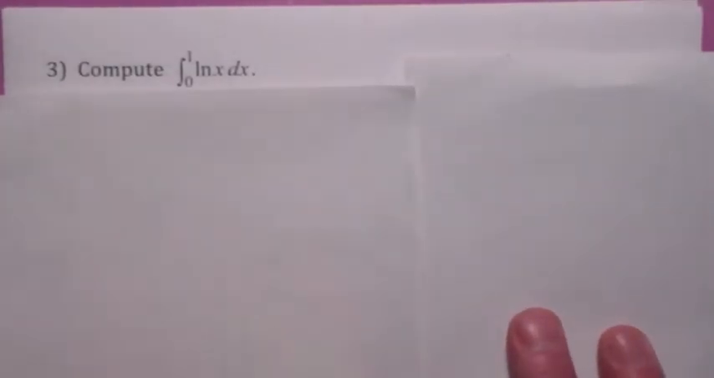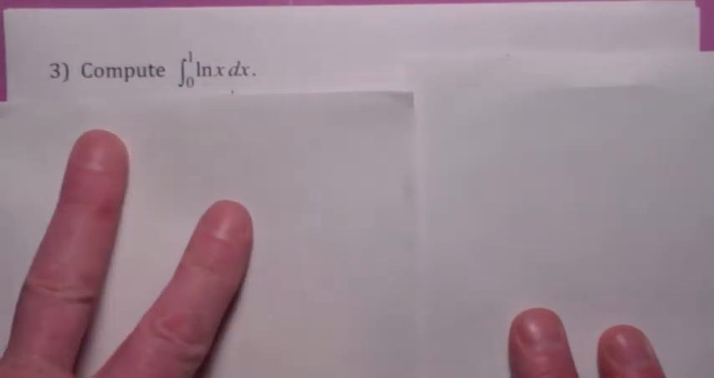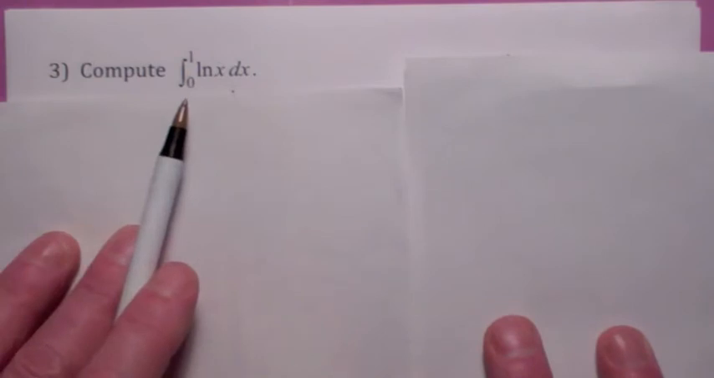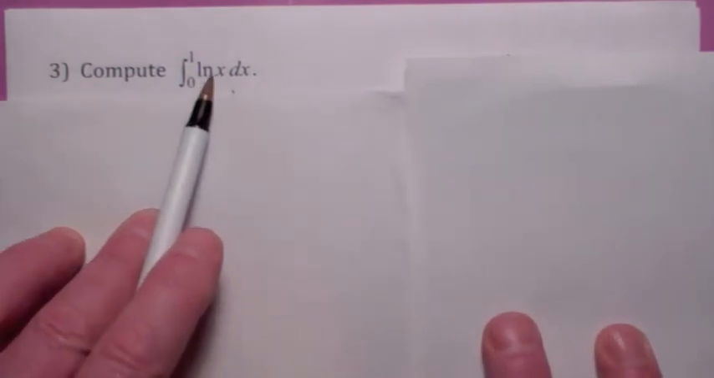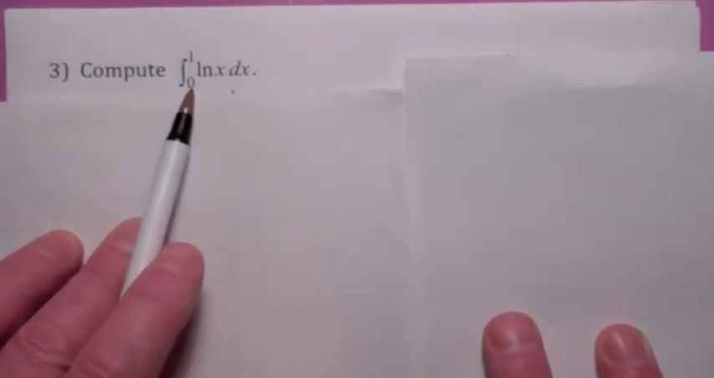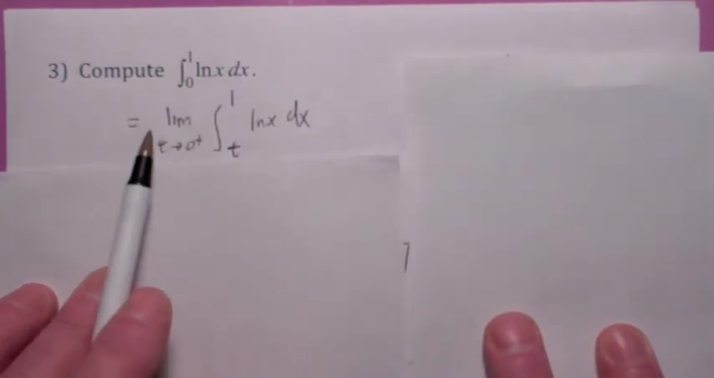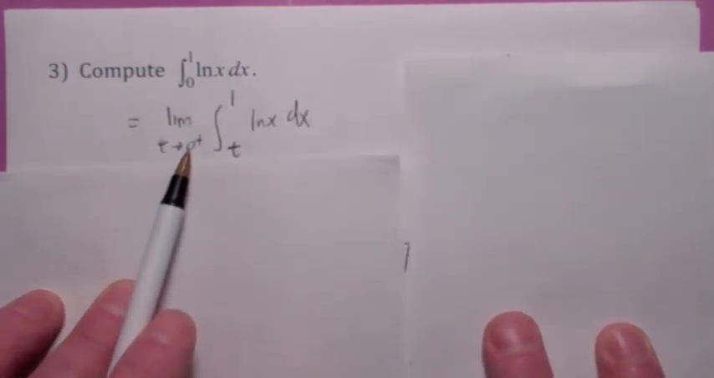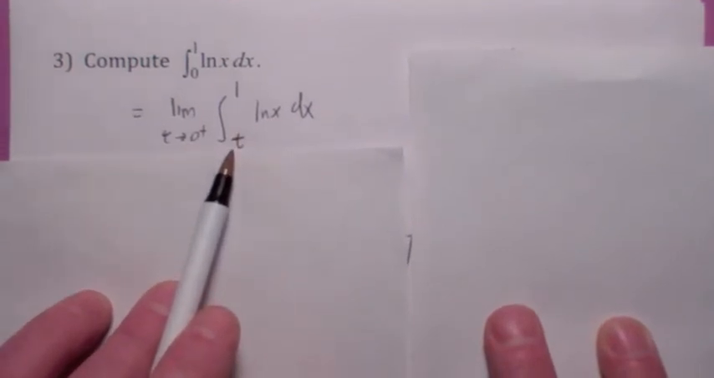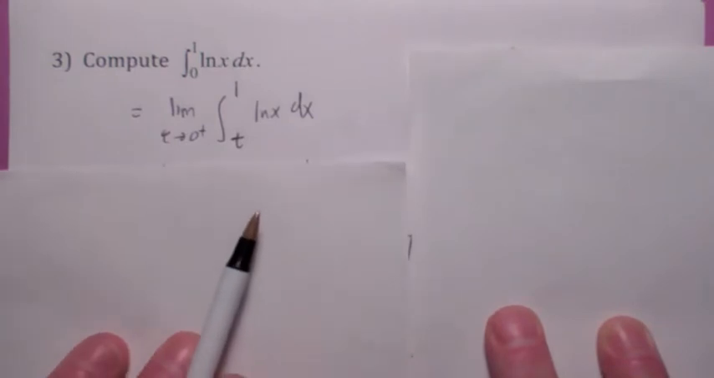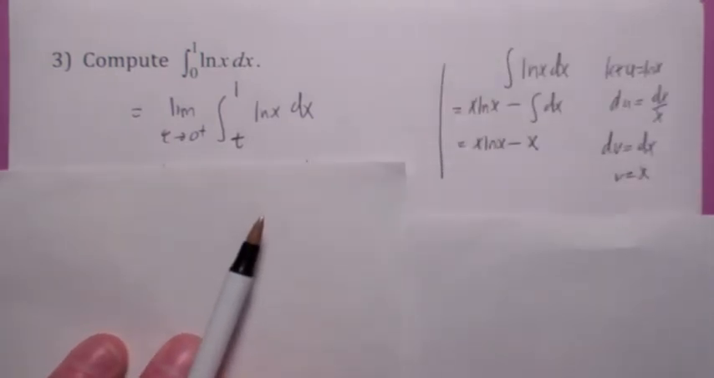Okay, on this one we're looking at the integral from 0 to 1 of the natural log of x dx. Again, this is an improper integral of type 2 because the integrand is not continuous at 0. It's got a vertical asymptote. So we define it like this. It's the limit as t goes to 0 from values above, the definite integral from t to 1 of ln of x dx.